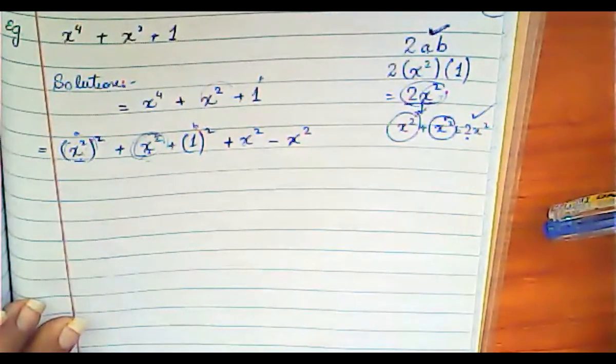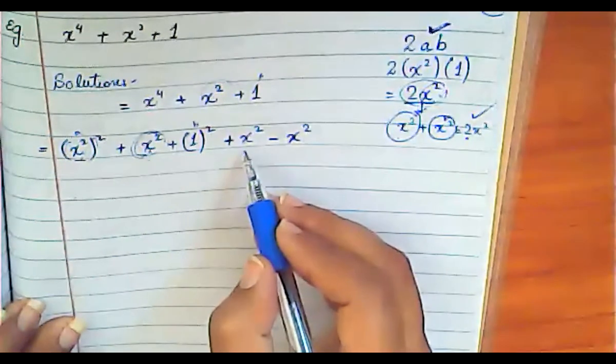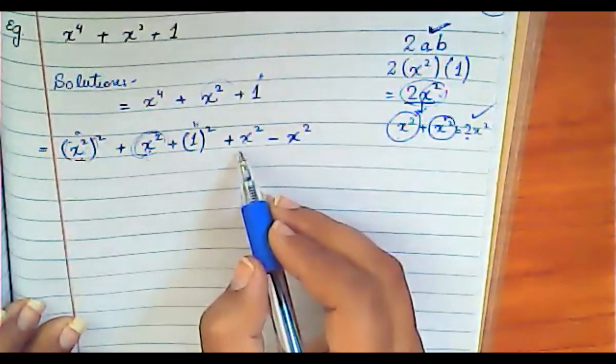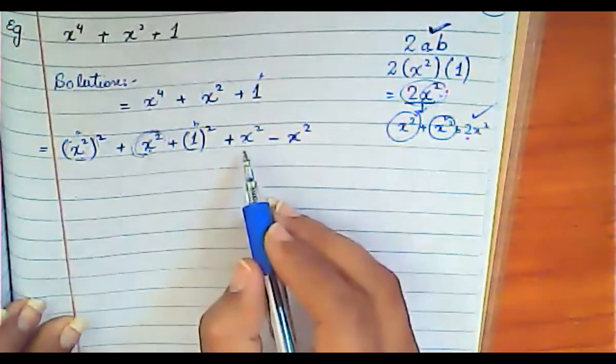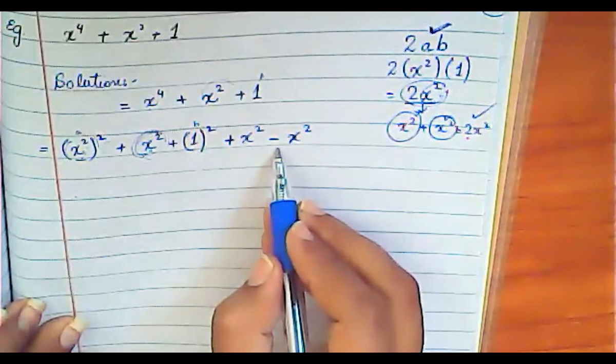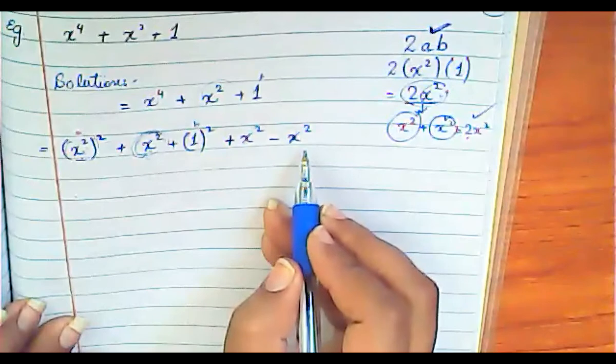Okay, so I'm repeating again, this is x square. We are adding this x square to make it a perfect middle term. The thing that we are adding here, we will also subtract. That's why we are writing here minus x square.